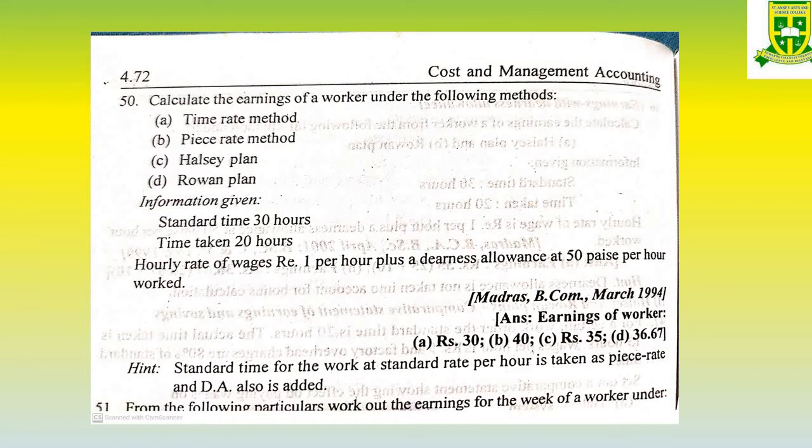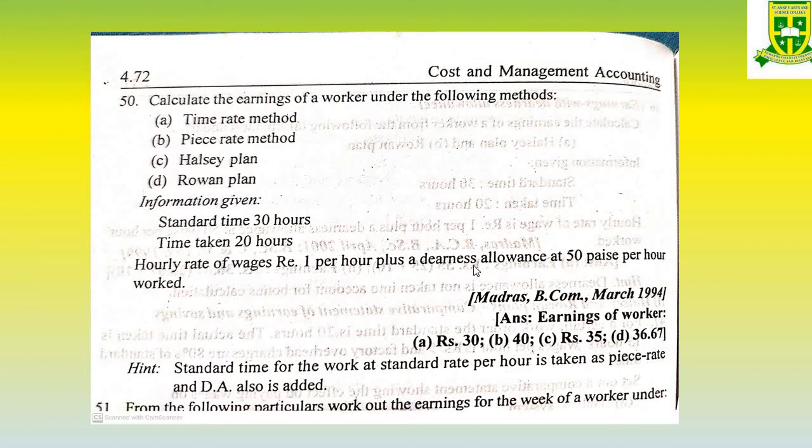So under the 10 mark we have 2 models. The first model is where no information is given, only 3 basic pieces of information: the standard time, time taken and hourly rate. Standard time is the time fixed by the company, time taken is the actual time taken by the worker, and the working rate per hour is 1.